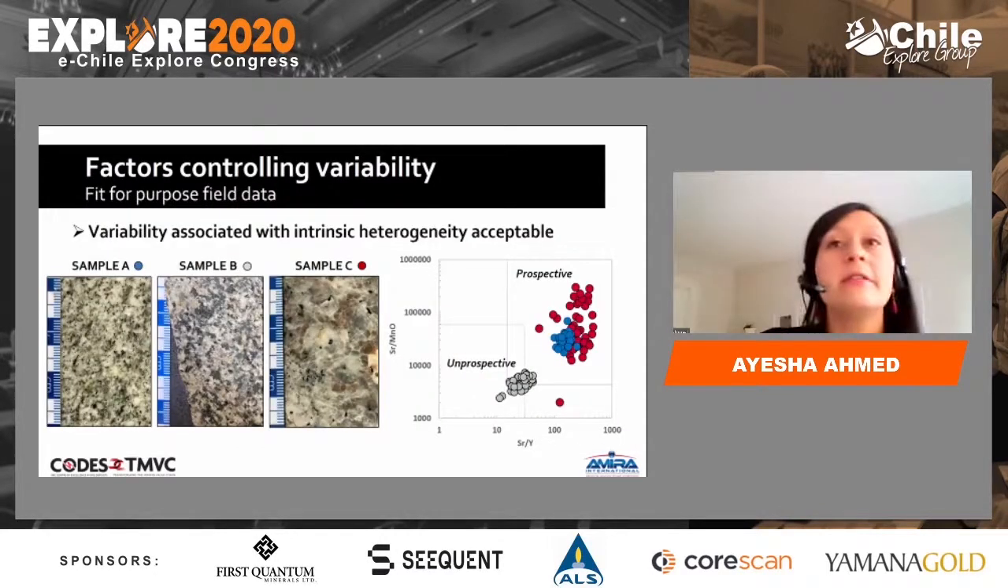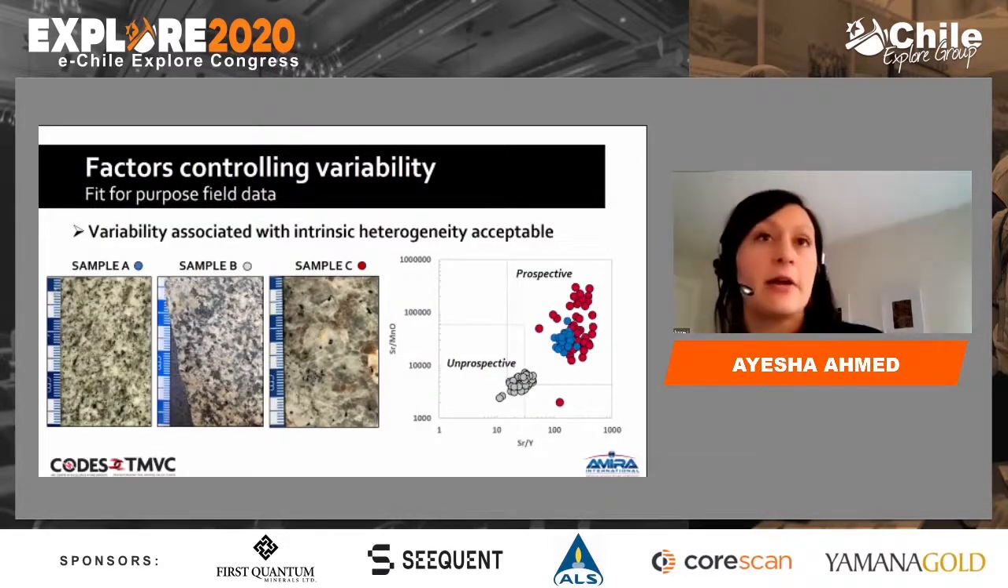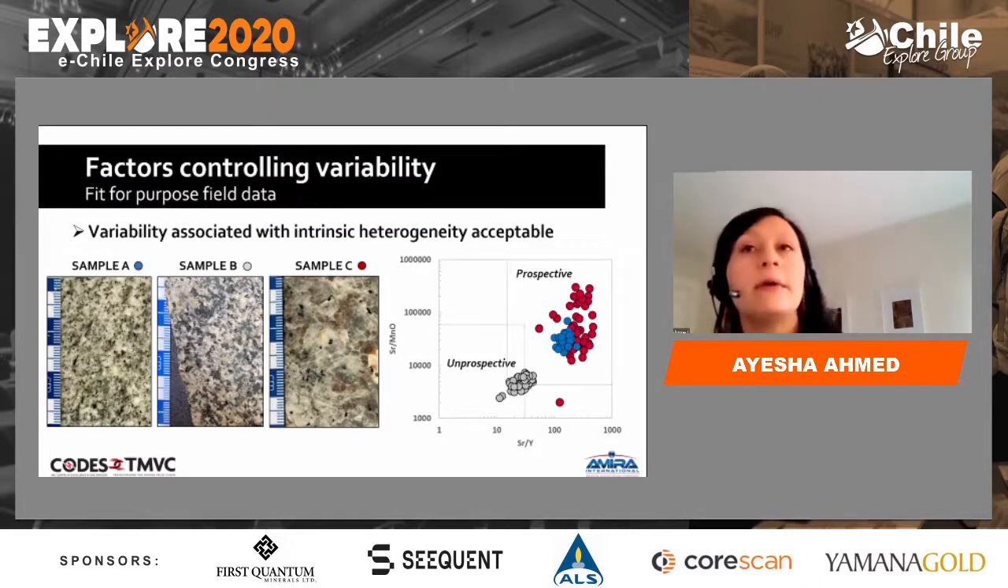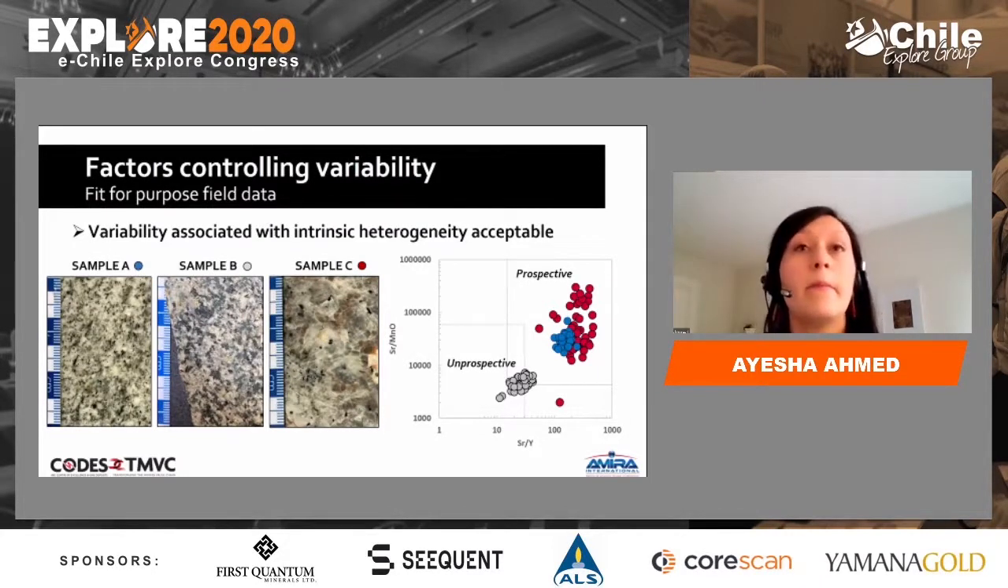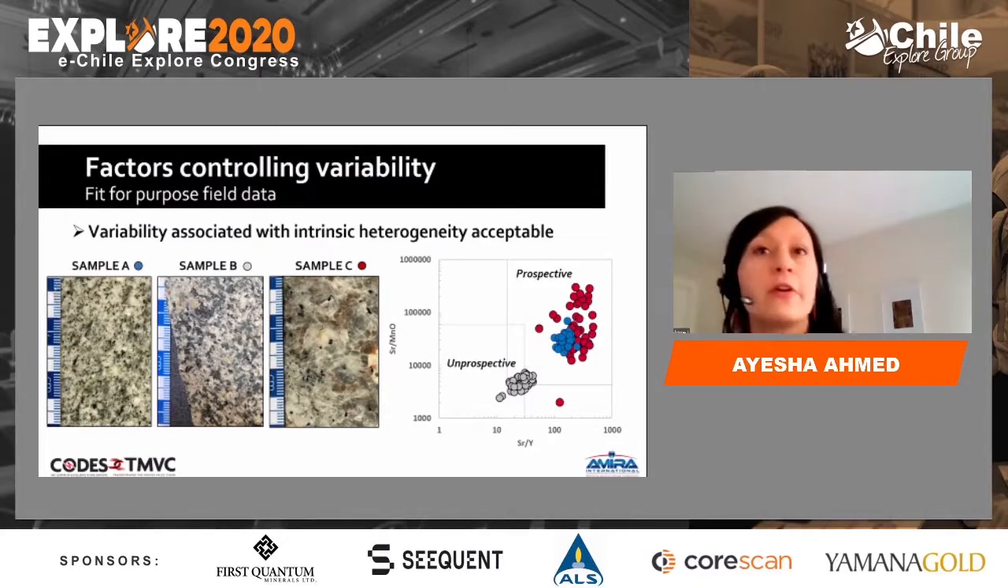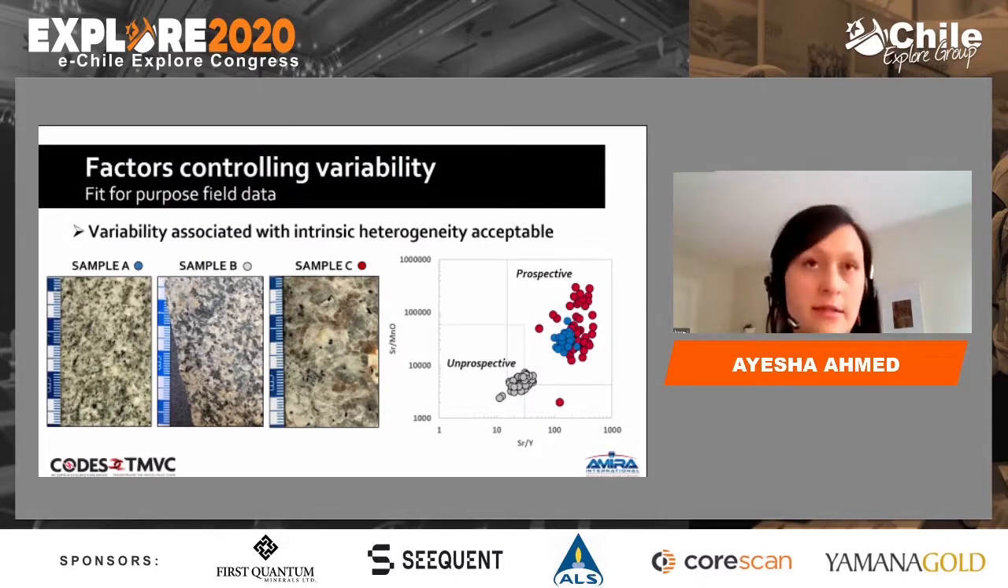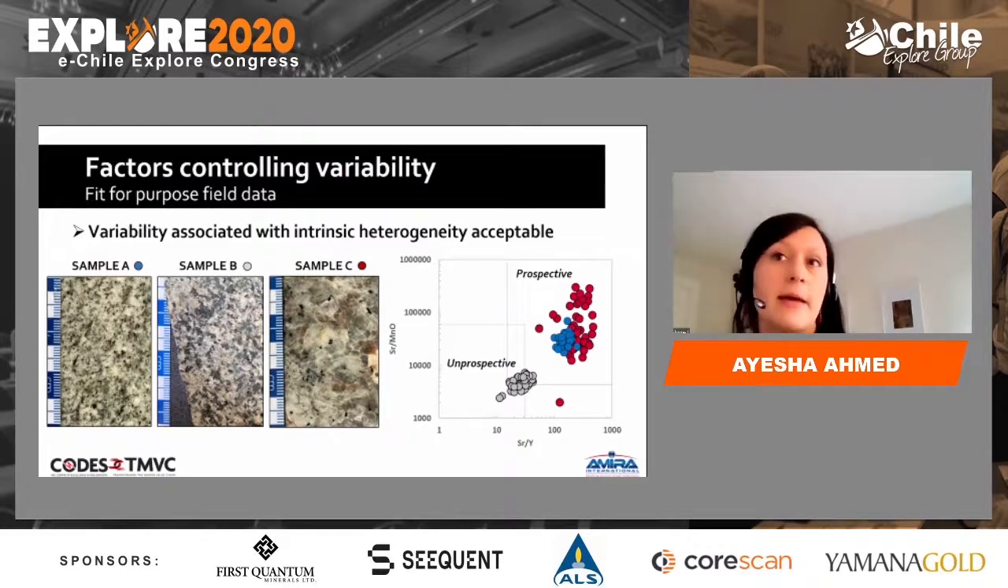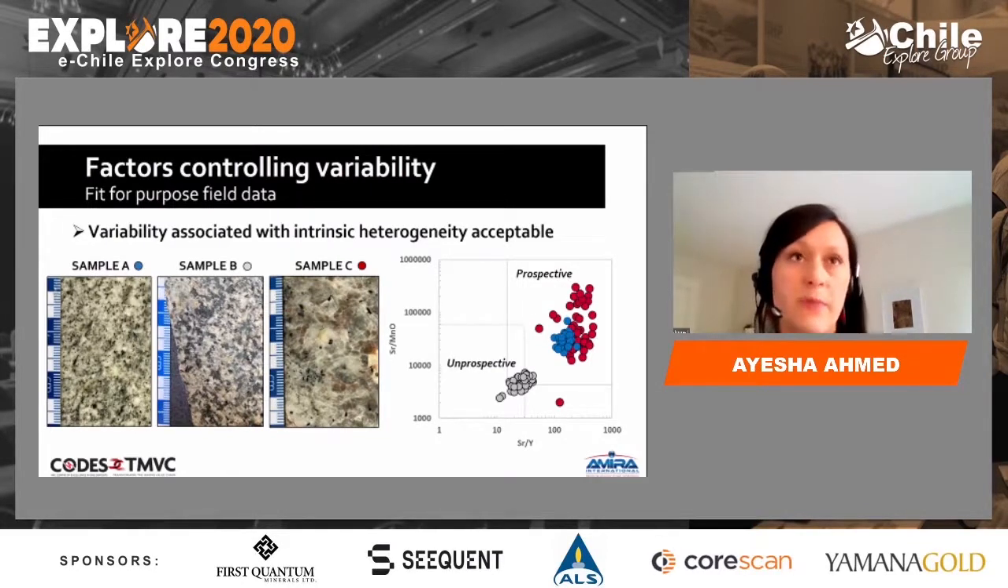If we bring this data back to the fertility diagram, just back into data space, we can see that the natural variability between spot analyses does not inhibit samples from being classified as prospective or unprospective. So our data is fit for purpose.